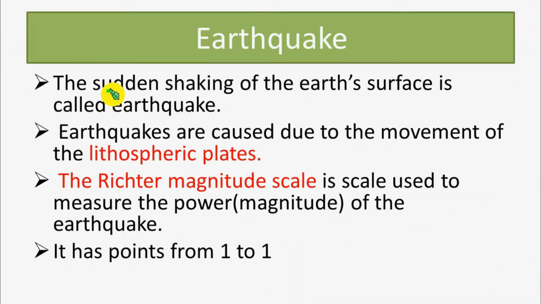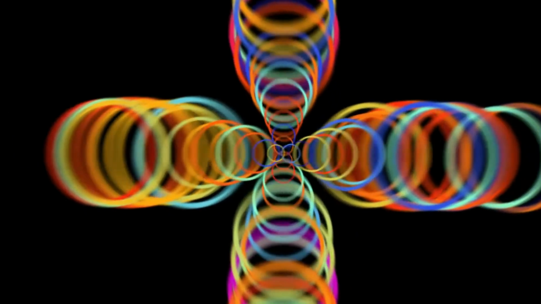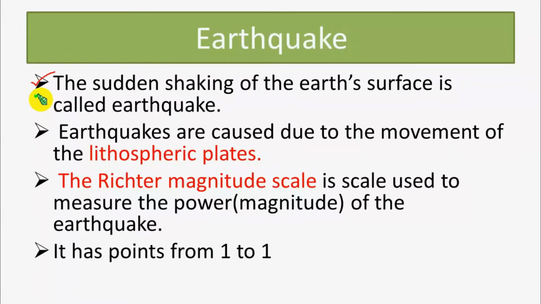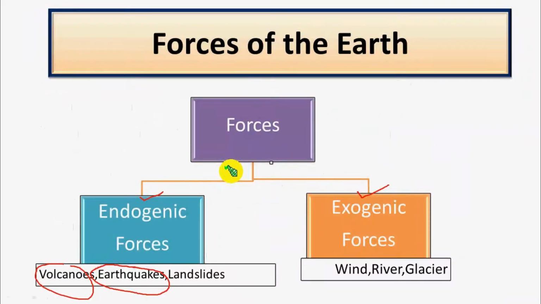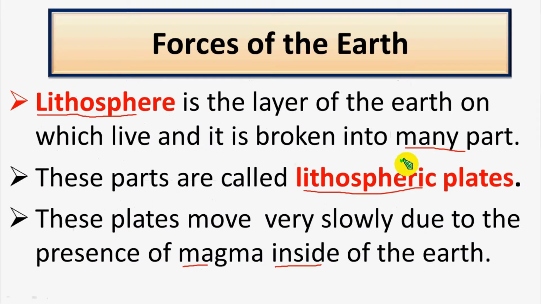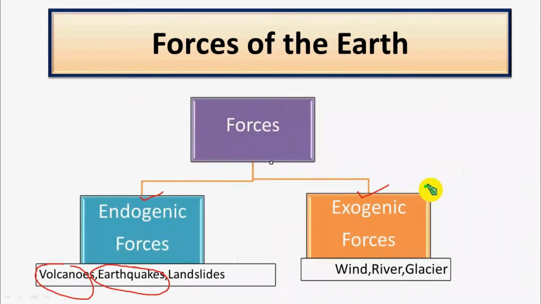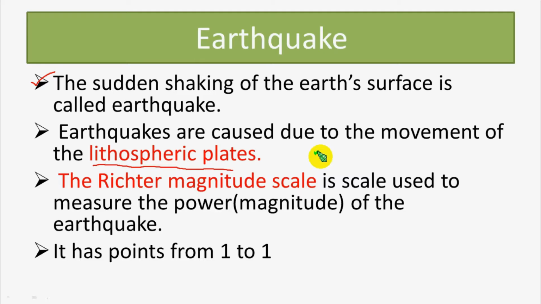So what is an earthquake? First let's see the definition. The sudden shaking of the earth's surface is called an earthquake. It means when the earth's surface suddenly shakes, that is called an earthquake. The earthquake is caused due to the movement of the lithospheric plates, about which we have discussed in the previous part of this chapter. So the earthquake occurs due to the movement of the lithospheric plates.